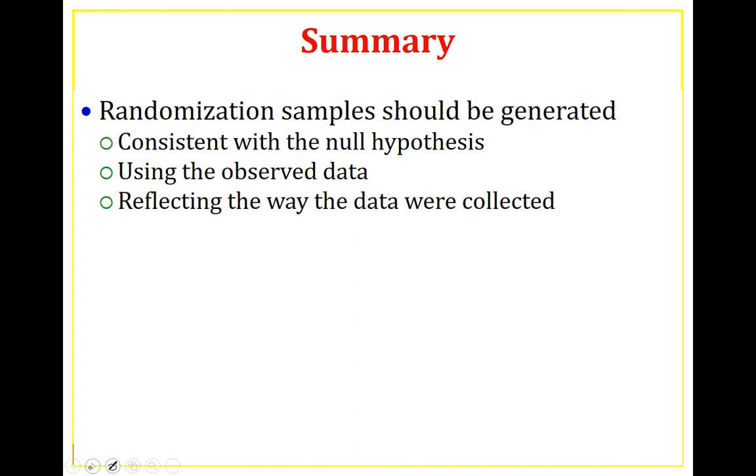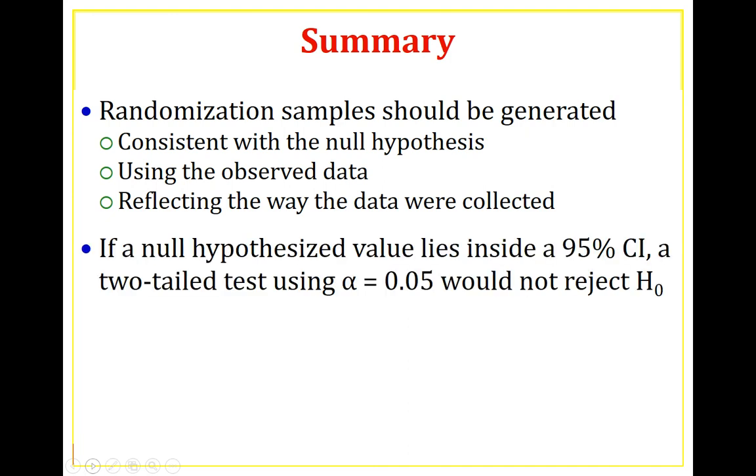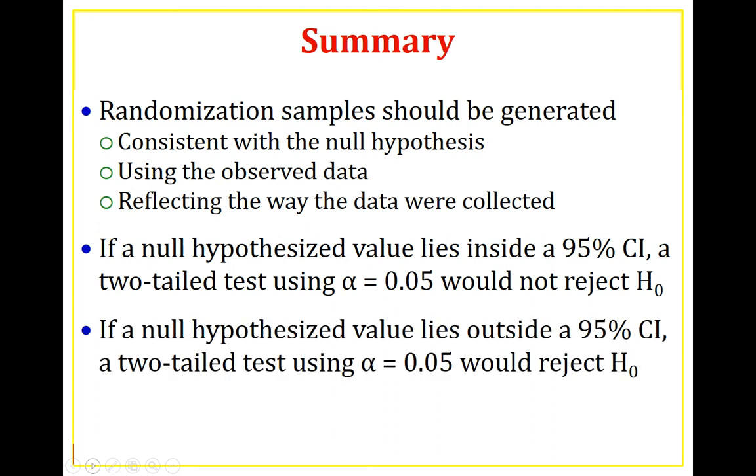All right, let's summarize this. Randomization samples should be generated consistent with the null hypothesis. Remember, randomization, using the observed data, reflects the way we are taking the data. If the null hypothesis value lies inside the 95% CI, then a two-tailed test using alpha of 0.05 would not reject. If you are inside the CI, we won't reject. If the null hypothesis value lies outside the 95% CI, then the two-tailed test using 0.05 would reject.